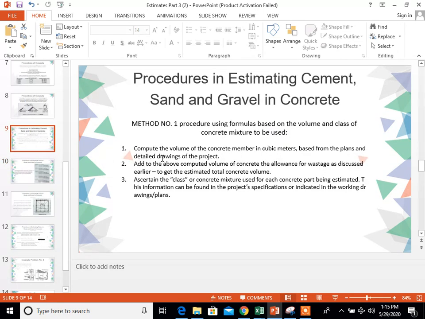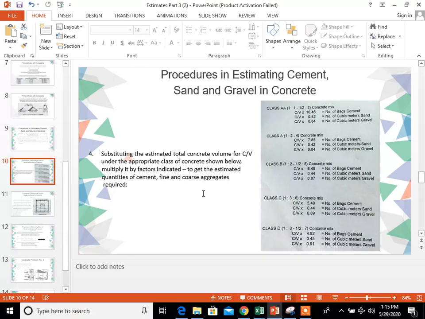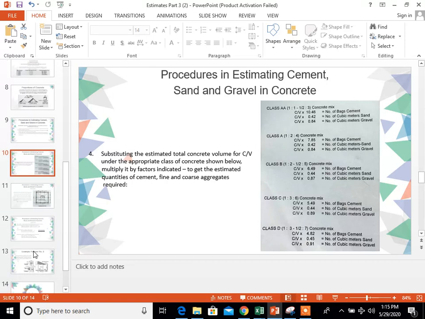Then next, after determining the total volume of the concrete slab, let's go back to the procedures. Add to the above computed volume of the concrete the allowance for wastage as discussed earlier to get the estimated total concrete volume. So we're done with that. Then next, ascertain the class of concrete mixture used for each concrete part being estimated. This information can be found in the project specification or indicated in the working drawing plans. Based on the problem, we will use Class C concrete mixture. So these are the factors that we will use in the problem.